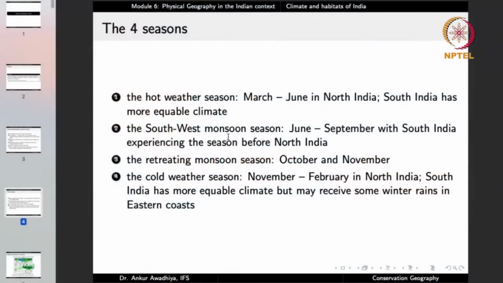So this is the second season, the southwest monsoon season, where we get southwest winds which bring the rains, and these are known as monsoon winds. The term monsoon is derived from the word mausam, which means season. So these are seasonal winds, and you can think of these as a very large scale sea breeze that is coming into the country because the land has been heated up a lot.